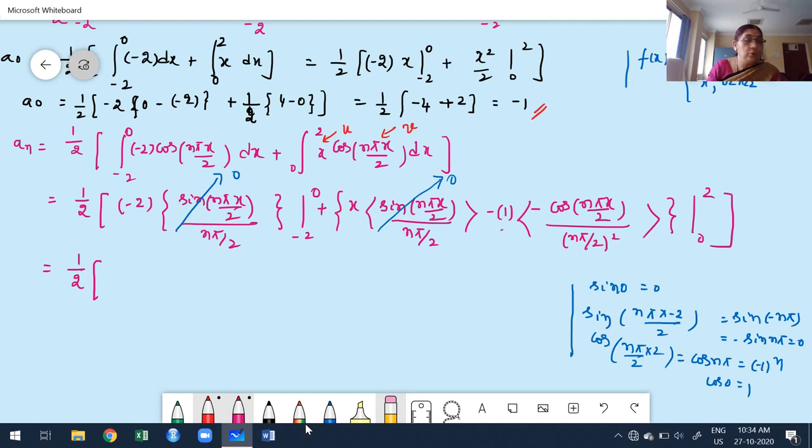This comes in the numerator. 2 square comes in the numerator. What is 2 square? 4 by n square pi square of. Apply the upper limit. What's the upper limit? We get my 2 to cancel. What's the value?